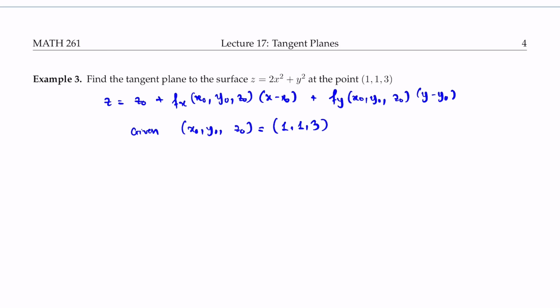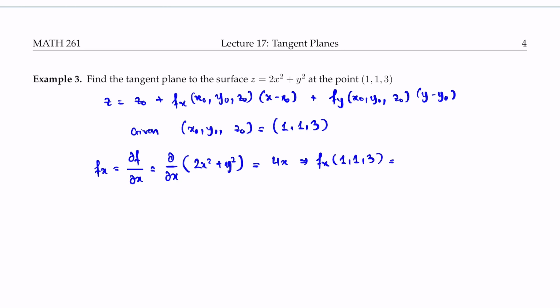Now you just need to find the partial derivative of the function with respect to x in this case, and the partial derivative of the function with respect to y. So you have f sub x equal to partial f partial x. Well, this is partial x of 2x squared plus y squared, and here you get 4x. Then you evaluate the partial derivative at the point 1, 1, 3, or here you get 4 times 1, this is equal to 4.